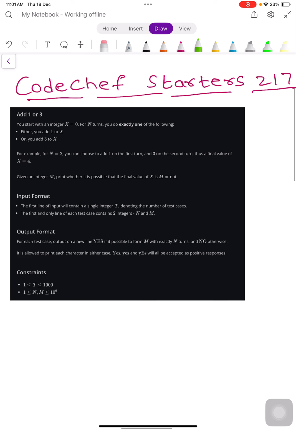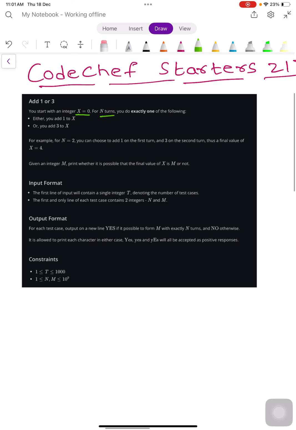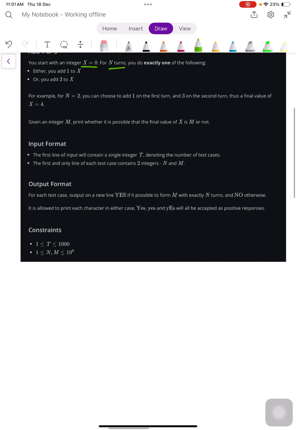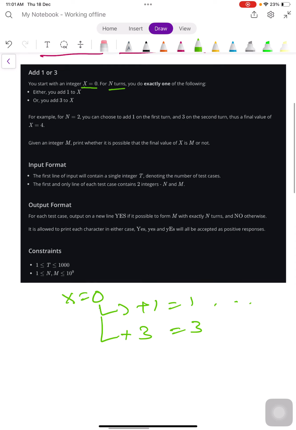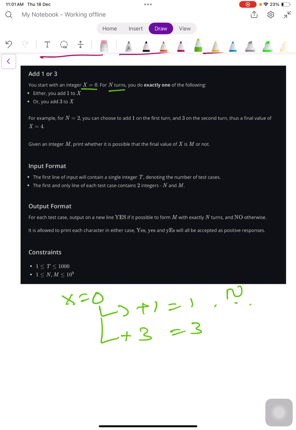We are given an integer x whose initial value is 0, and the question says we are given n turns, and in each turn we can either add 1 to this x or 3 to this x. That means when x is 0, we can add plus 1 to it or plus 3 to it, making it either 1 or 3, and so on. And we can do this n times.